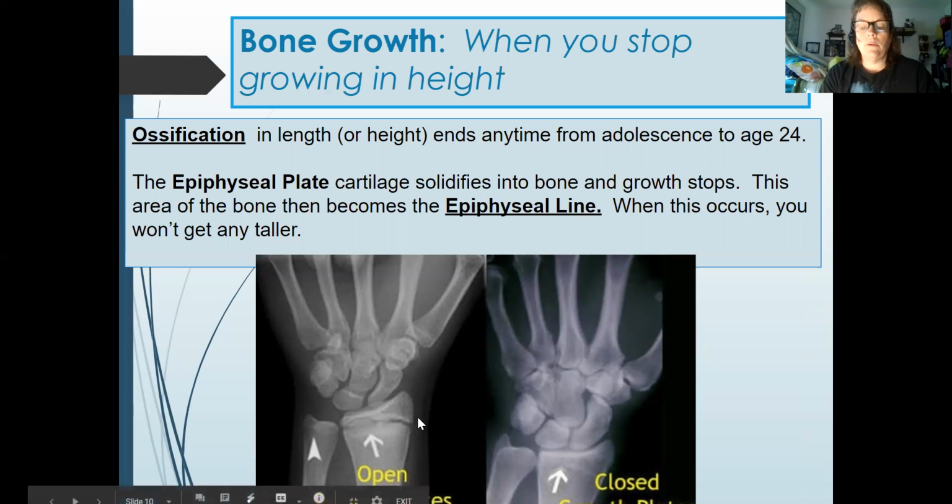Okay, we're looking at these x-rays. I guess unless you're a doctor, you really can't see too much of a difference. But this is an open growth plate, showing the growth plate as it's actively growing, and then this one is where it's not actively growing anymore. It's solidified into bone.